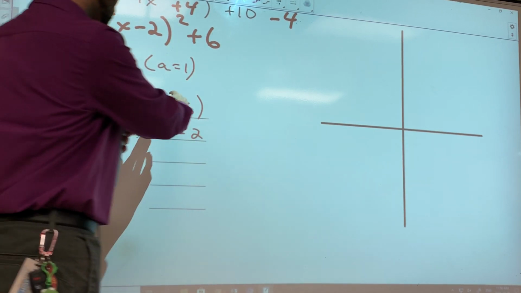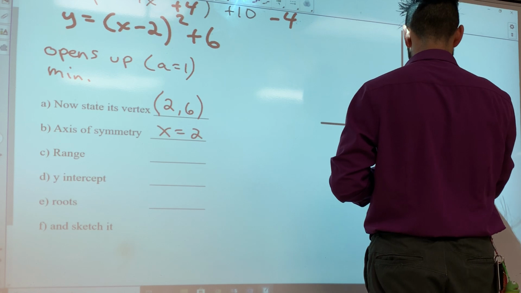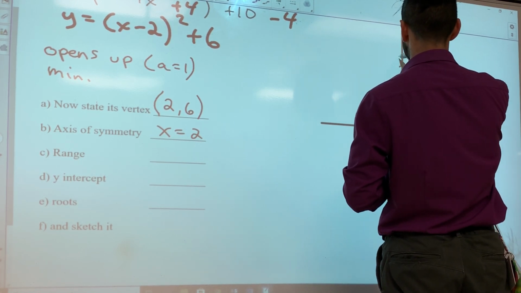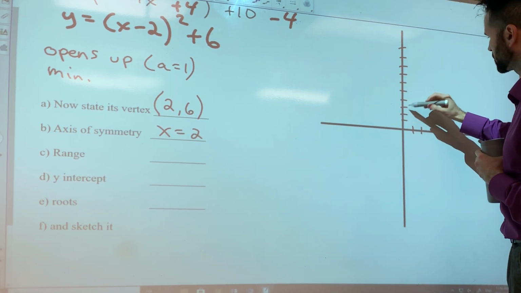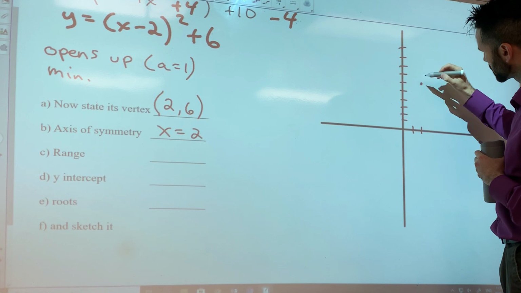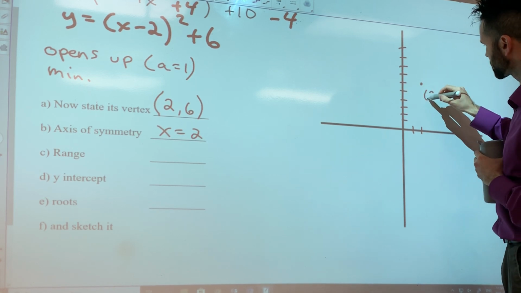Okay, so let's go graph this. The vertex is 2, 6. 1, 2, 3, 4, 5, 6. Okay, and we know it opens up, so I'm just going to label that.